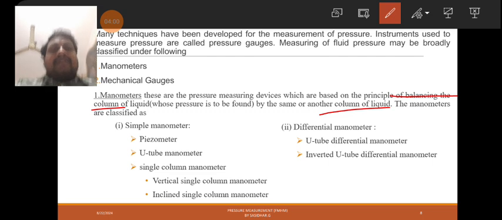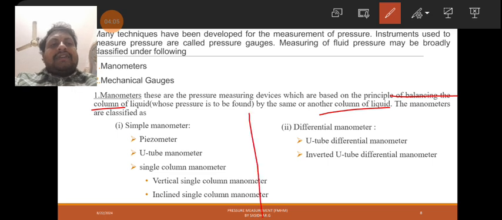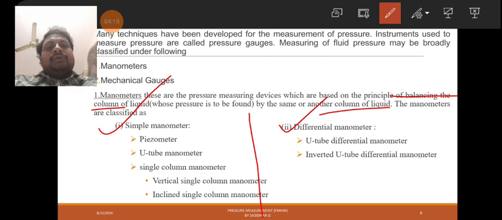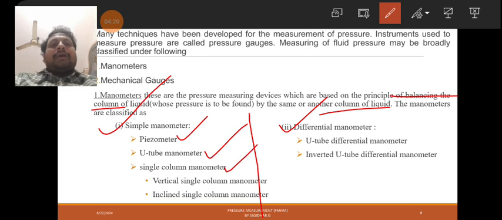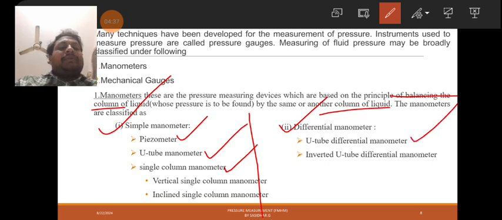The manometers are classified into simple manometers and differential manometers. The simple manometers are further classified into piezometer, U-tube manometer, and single column manometer. The single column is further classified into vertical single column and inclined single column manometers. Differential pressure is measured using differential manometers: the U-tube differential manometer and the inverted U-tube differential manometer.